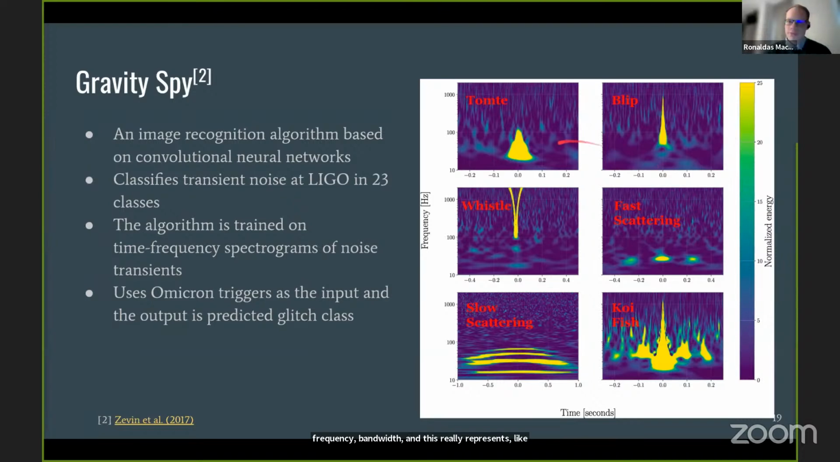Then the Tomte glitch is something very similar to a blip glitch. It is relatively short, but a bit longer in duration, and has relatively high bandwidth. Then we have different types of scattering, fast scattering and slow scattering, which are caused by light bouncing from the beams in the gravitational-wave detector. And then there are whistles, Koi fish, and so on. So this tool is very useful.